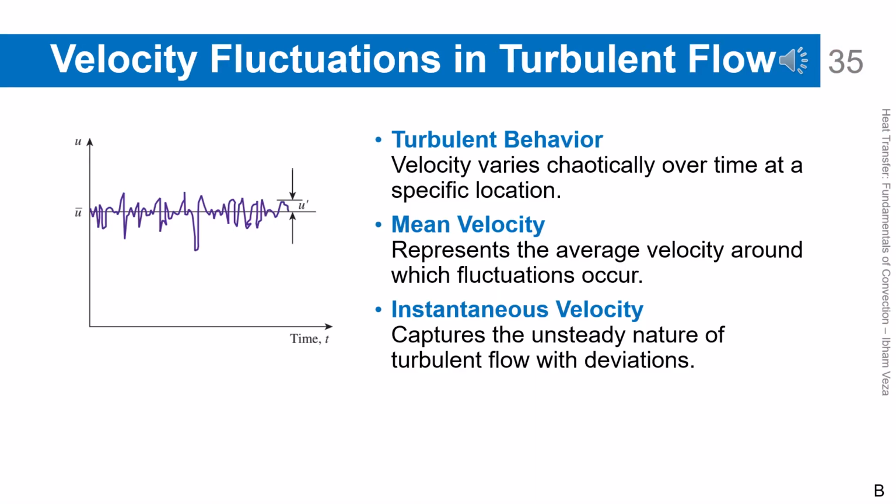Velocity fluctuations in turbulent flow. In turbulent flow, the velocity at a point is not constant with time. The instantaneous velocity fluctuates around a mean value. The mean value is used in engineering calculations, while the fluctuations explain the chaotic nature of the flow. These fluctuations cause the intense mixing in turbulence. The separation between mean and instantaneous velocities becomes the basis of statistical analysis of turbulent flows.